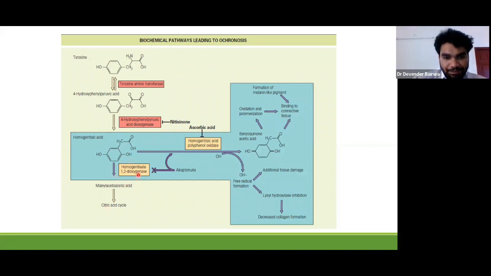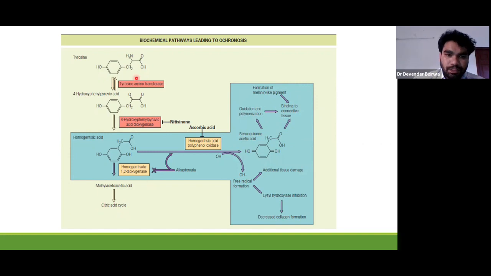Suppose this enzyme is defective, as we see in alkaptonuria, where homogentisate 1,2-dioxygenase, or simply homogentisate oxygenase, is not working. Then rather than going to that pathway, homogentisic acid will go to this pathway with the help of polyphenol oxidase. Once homogentisic acid is acted upon by polyphenol oxidase, there is formation of benzoquinone acetic acid, and also free radical formation of OH. All this will lead to additional tissue damage, cartilage destruction, and collagen destruction. Benzoquinone acetic acid gets polymerized and forms a melanin-like pigment. This melanin-like pigment gets deposited in tissues, and grossly it appears with ochre color. That's how the name ochronosis has come.